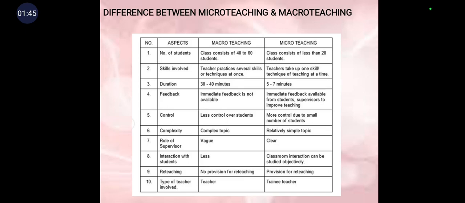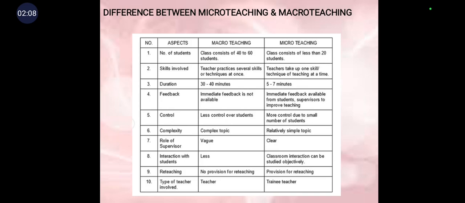Feedback. In macro-teaching, immediate feedback is not available. In micro-teaching, immediate feedback is available from students. Supervision to improve teaching. Control: less control over students in macro-teaching, more control due to the small number of students in micro-teaching. Complexity: complex topic versus relatively simple topic.